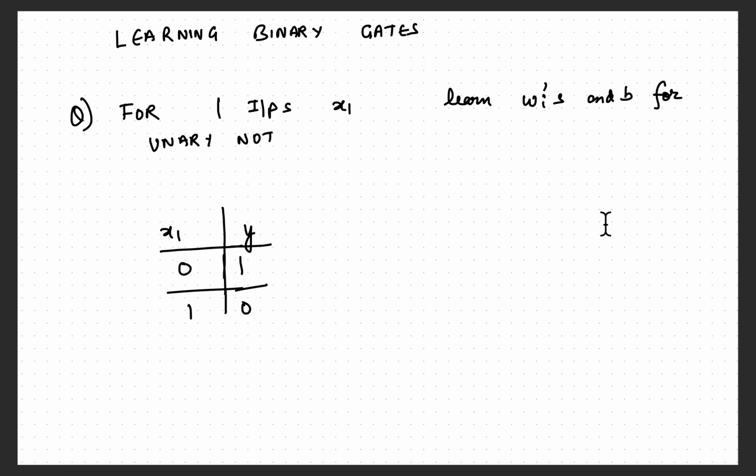Okay, now thus far we've been seeing two inputs. Now let's try learning a binary gate for a unary input, which is to try to learn the NOT gate. You have an input x1 and the output is y. Again, think for a minute and try to work it out on your own.